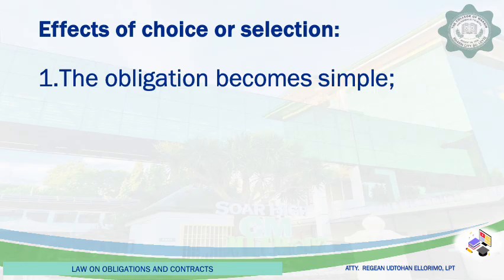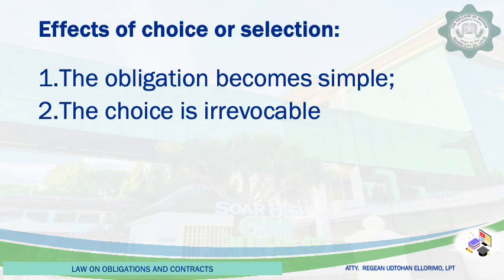Again, number one is the obligation becomes simple. So once the choice is made, the debtor must perform only the selected prestation. All the natural consequences like warranties and risk of loss will now relate only to that chosen thing or act. And second, the choice is irrevocable. So after the choice has been communicated to the other party, it cannot be changed. This is to protect the other party from potential loss or damage, especially if they have already made preparations or expenses in anticipation of the chosen prestation.